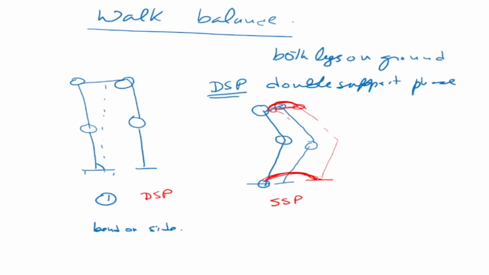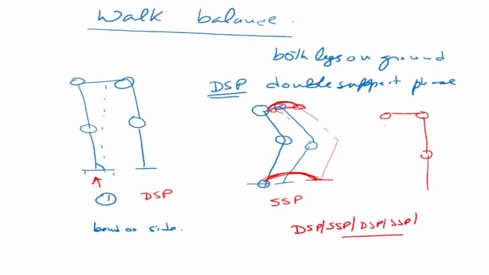So you have a DSP, then you have an SSP, and then you have a DSP again, and then an SSP again. That's the gait. Single support phase, double support phase. Now in this single support phase, the robot was bent on the left side. You can see it is this side. Now after the leg has moved forward, what will happen in the next phase? The robot will move on the other side.